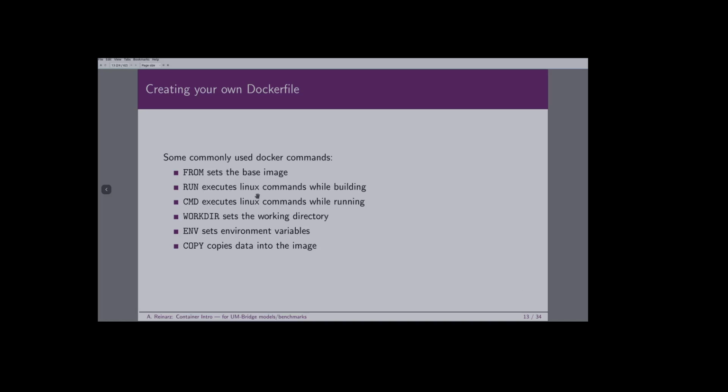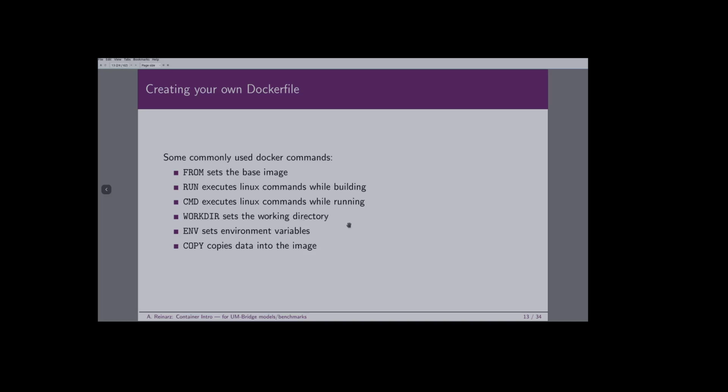Run executes when you're building. So this is used when you're wanting to install different packages or set up something for your model. And then command will execute those when running. So the difference between these two is just whether it's executed when you do this Docker build or whether it's executed when you do the Docker run command.